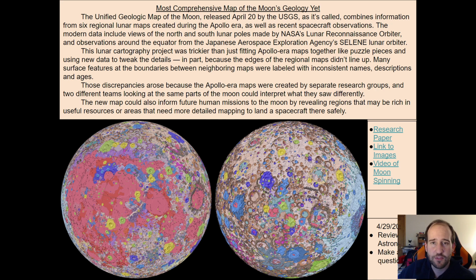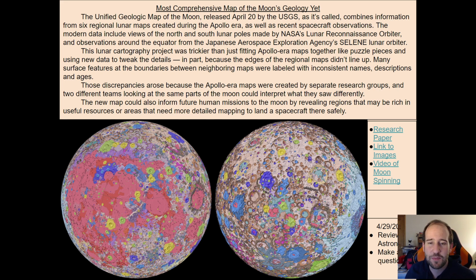What happened is that different Apollo missions would go up, they would map and take a look at different sections of the moon. And really what happened was some discrepancies started to arise. Those discrepancies arose because the Apollo era maps were created by separate research groups. And if you have multiple teams looking at something, maybe those teams were not really coordinating with each other, then you could start to interpret things different ways.